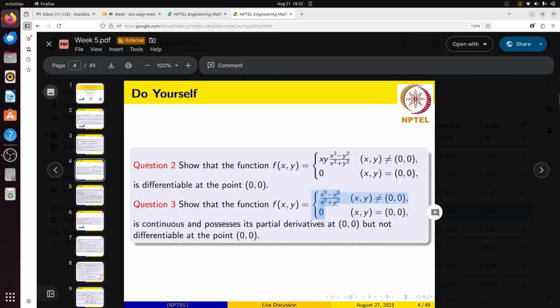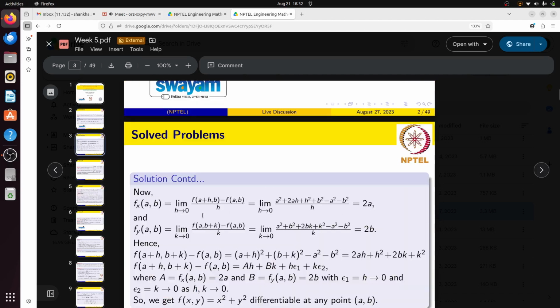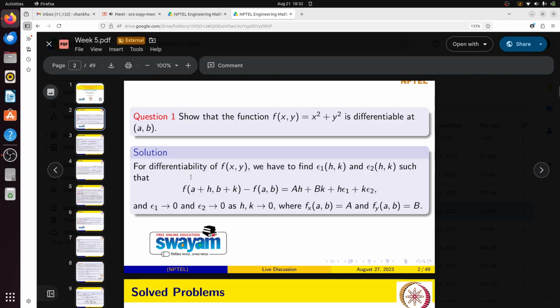Question number 2 is differentiable. Okay. And question number 3 is not differentiable. You just write in this form, you will easily get it. You just take a pen and paper, you write in this form, you will clearly get it.